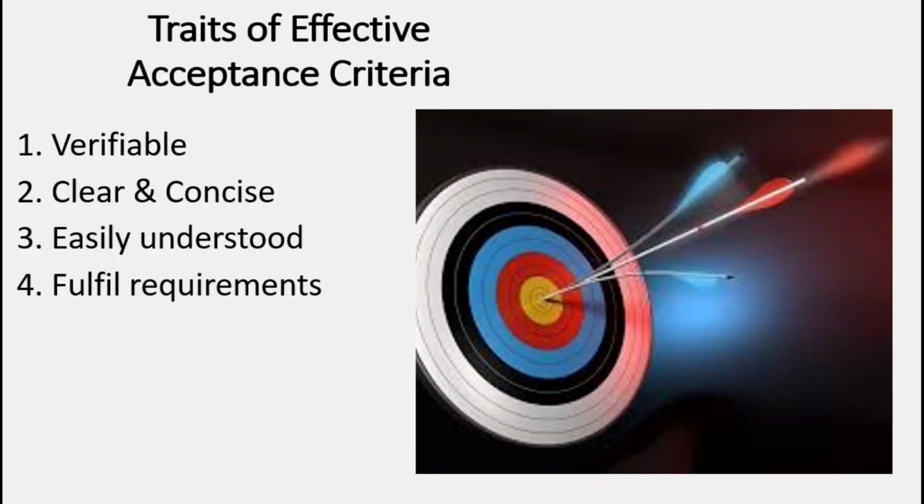So the next point is, what are the traits of a good acceptance criteria? Acceptance criteria is considered to be good if it is simple. It means people can understand it, especially the operators who are working on the shop floor. It is easy for them to understand whether this acceptance criteria is required or not required, or whether it serves the purpose or not.